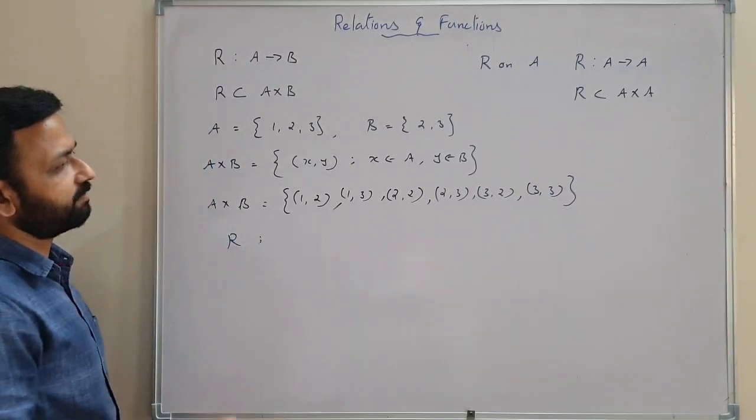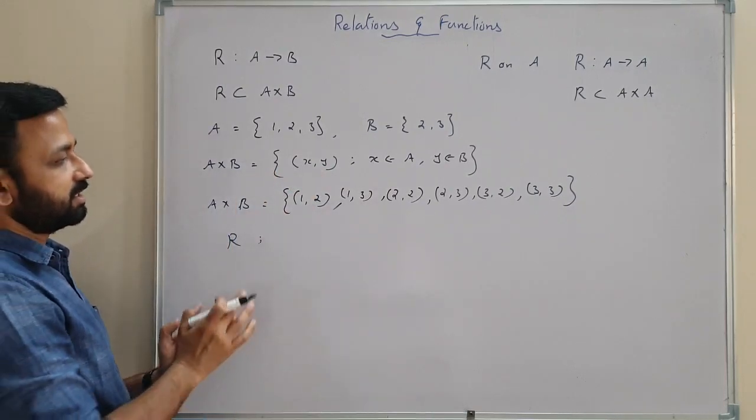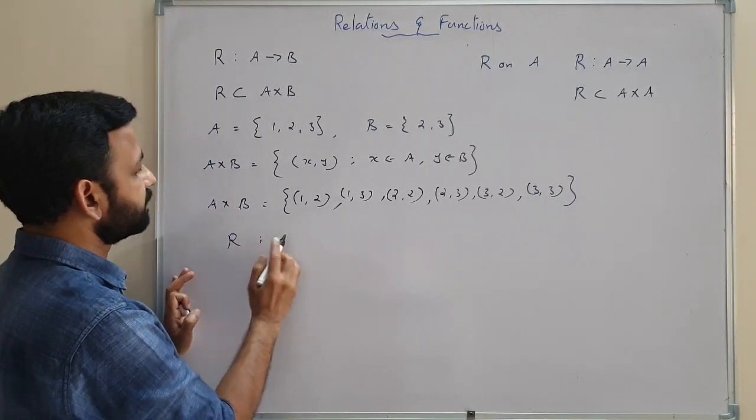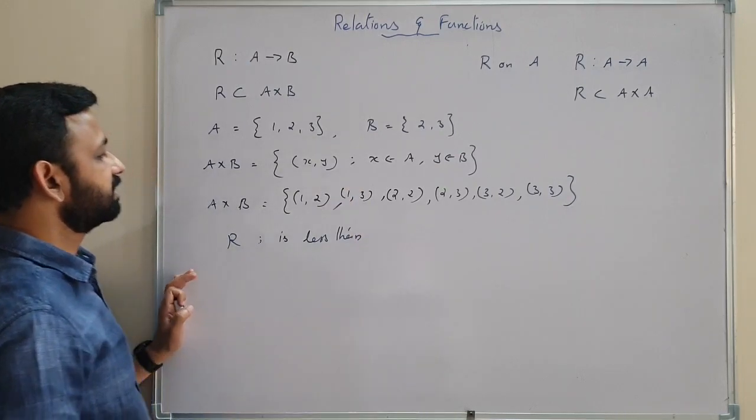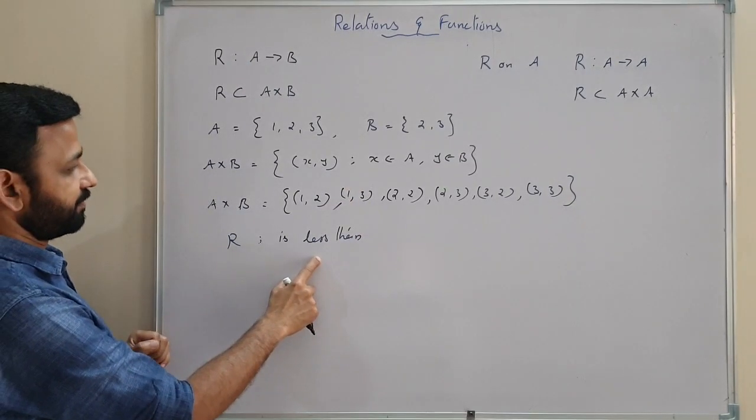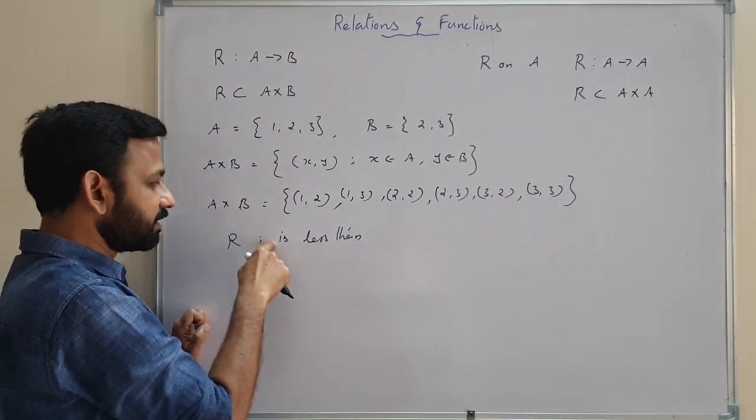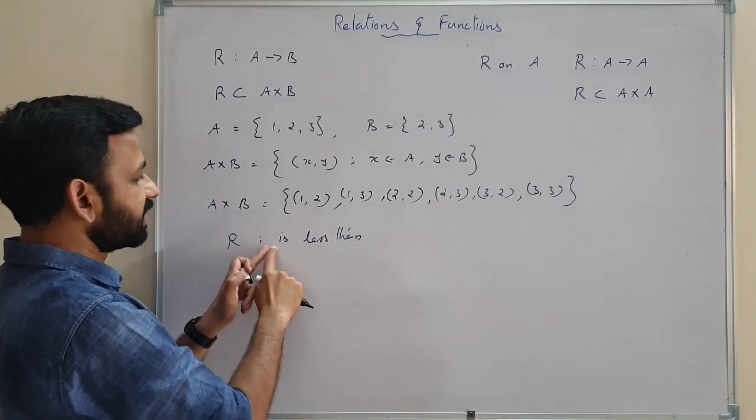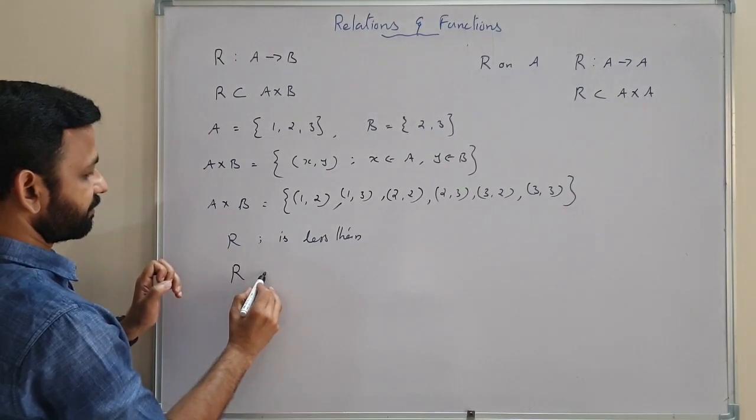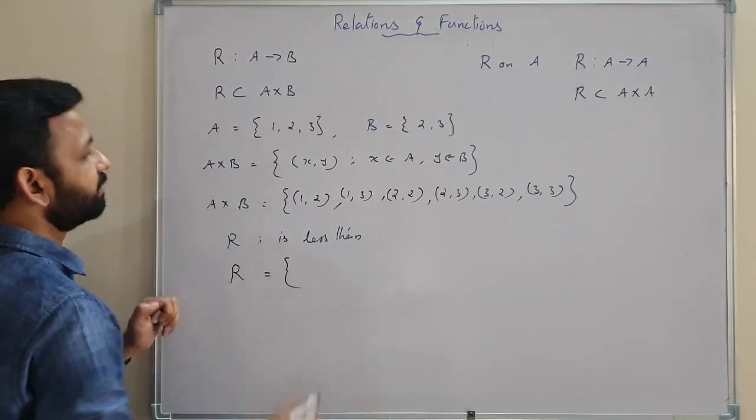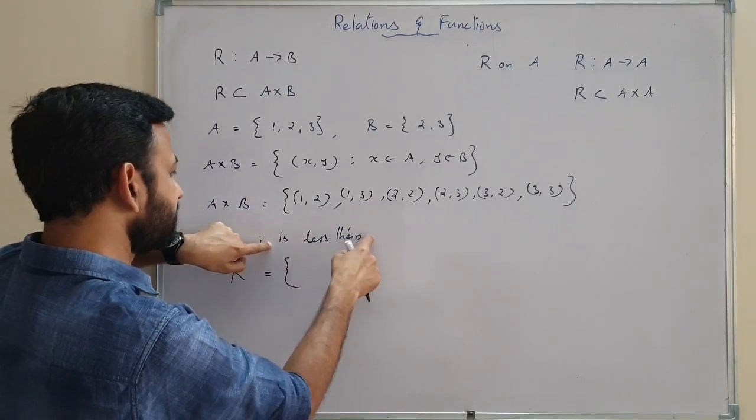So here we can define different relations. I am taking one relation, is less than. So that is one relation from A to B. So is less than means the first element is less than the second element. When we use this relation, we can write the elements satisfying this relation: the first element is less than the second element.